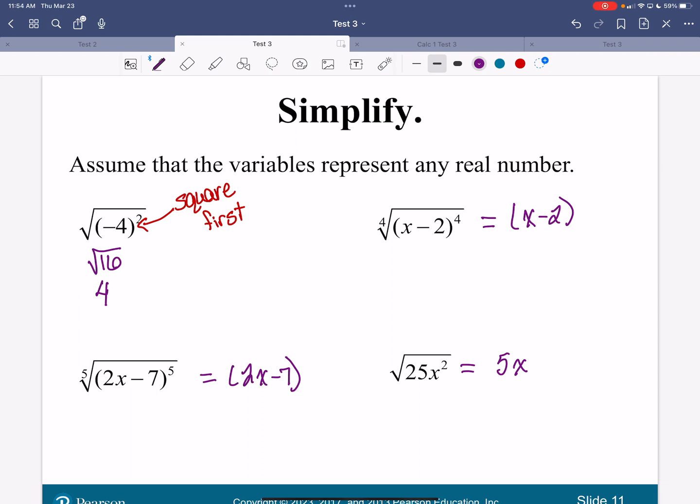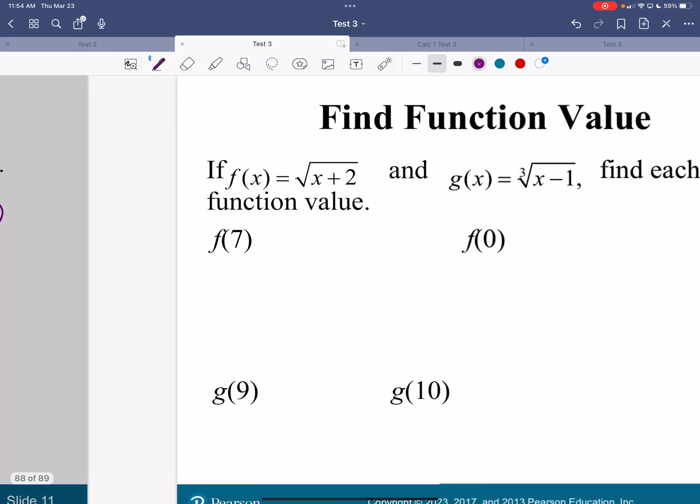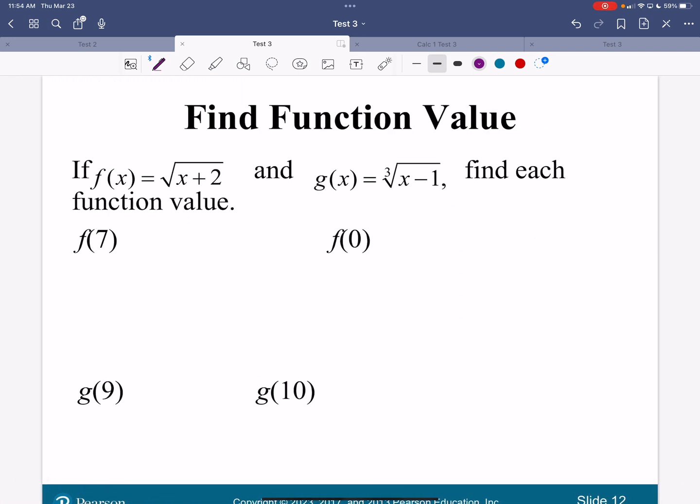Okay, last thing that we're going to do. We can plug values in to square root functions the same way that we've been plugging things in all along. Okay? So right now I've got f of x and I've got g of x. One is a square root and one's a cubed root. Okay? So all I'm going to do for this is I am going to plug 7 in where there's an x. So f of 7, I have to go to the f of x because I've got an f right here. That's why I have to go to the f of x.